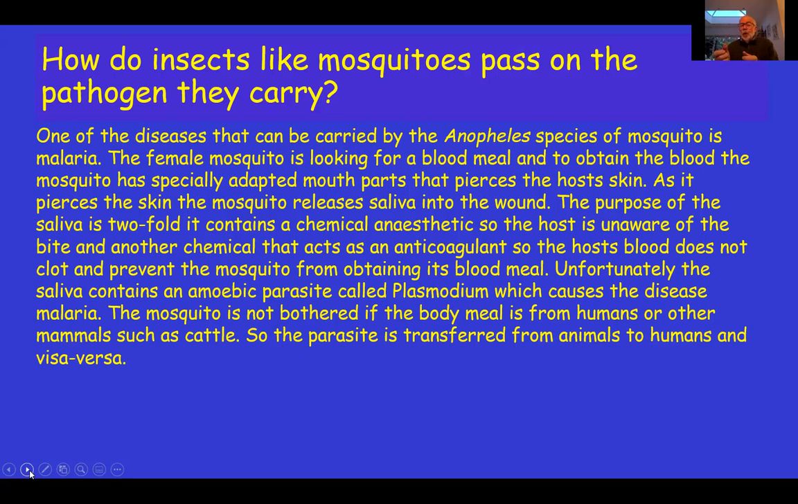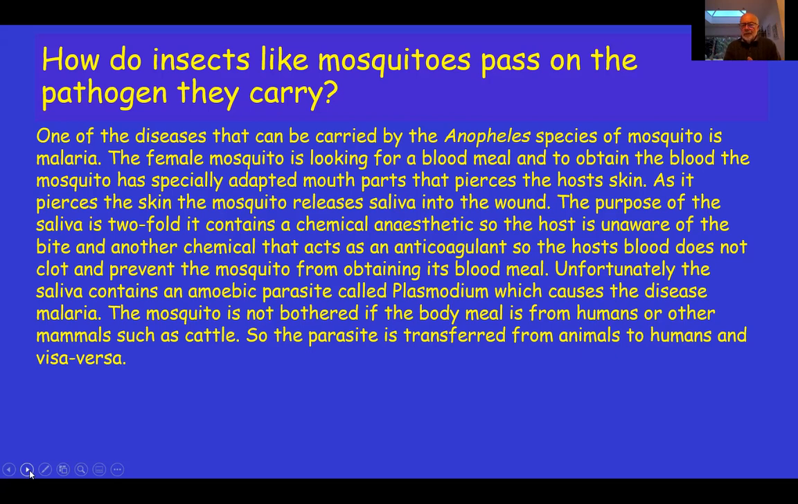Now, what then happens is that, unfortunately, within the saliva, the mosquito has also got this parasite. Now, it doesn't really harm the mosquito, all right? However, as we transmit the saliva as the mosquito into the host's blood system, there are also these amoeba type parasite, which we met in 1.1 in the first video, called Plasmodium. Now, Plasmodium causes the disease malaria.